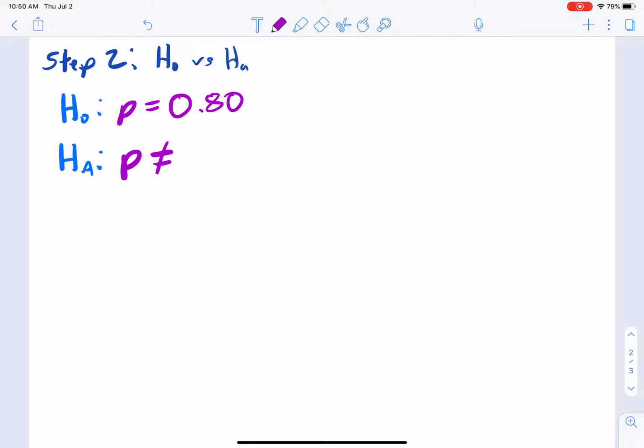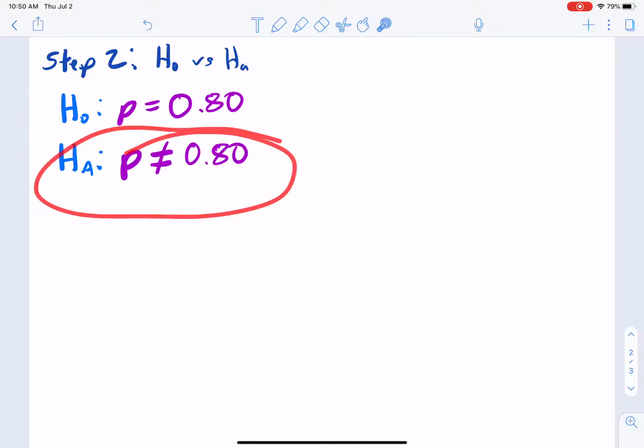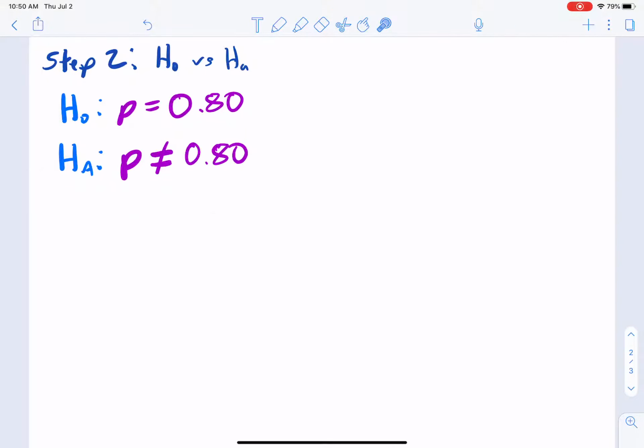We put the cross through the equal sign. And then we write down the proportion that we don't think actually is the proportion. So the null hypothesis: the proportion of trees equals 0.8. And then the alternative hypothesis, this is the one that we want to support: the proportion of trees is not 80%. Okay, so that's fine. What about step 3?